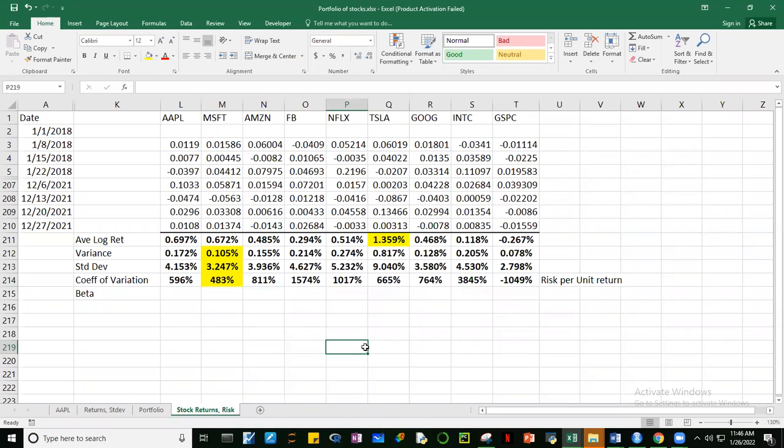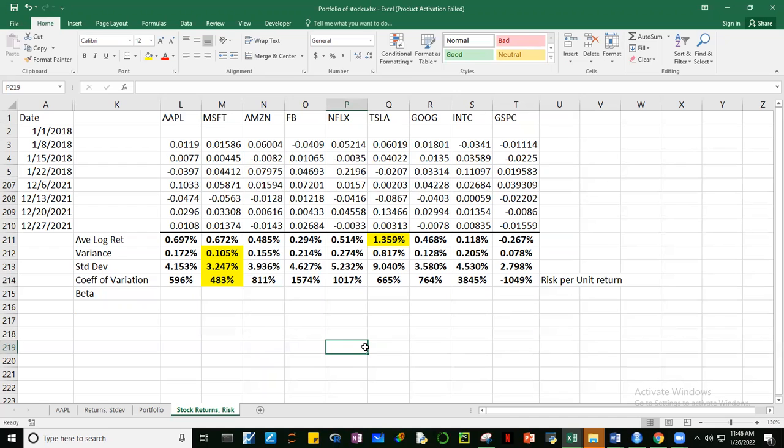Okay. Any questions, guys, about these 4 measures? Itong average log returns, variance, standard deviation, and coefficient of variation. Any questions so far? Paki-chat naman please kung nakuha, kung naintindihan.